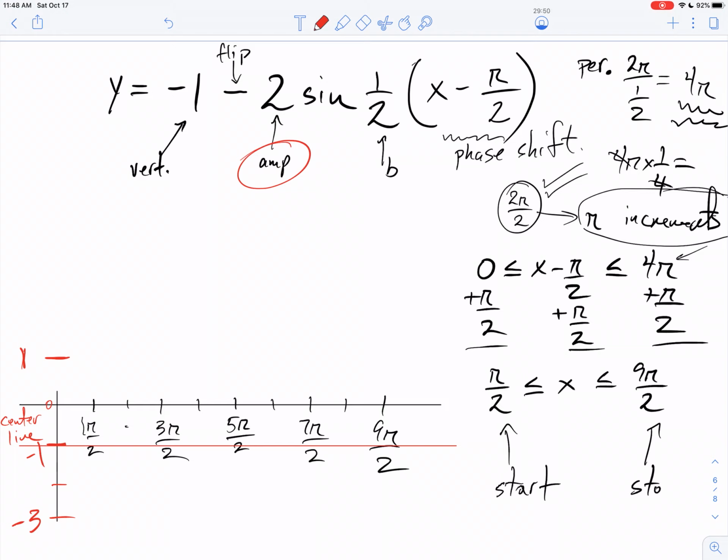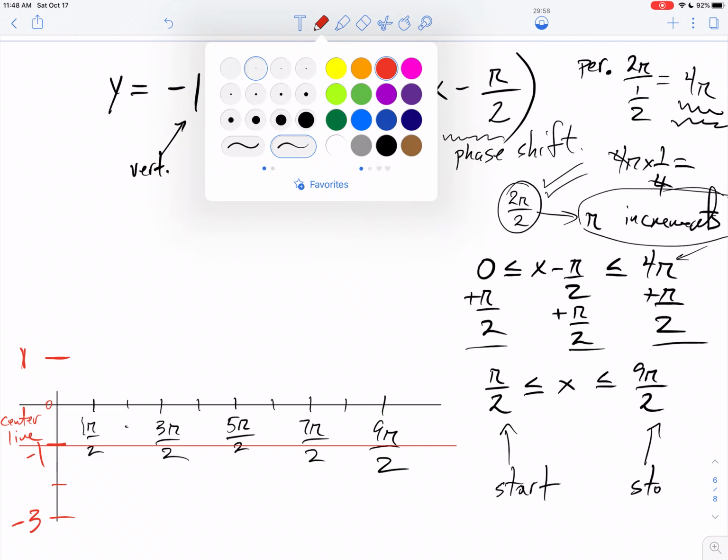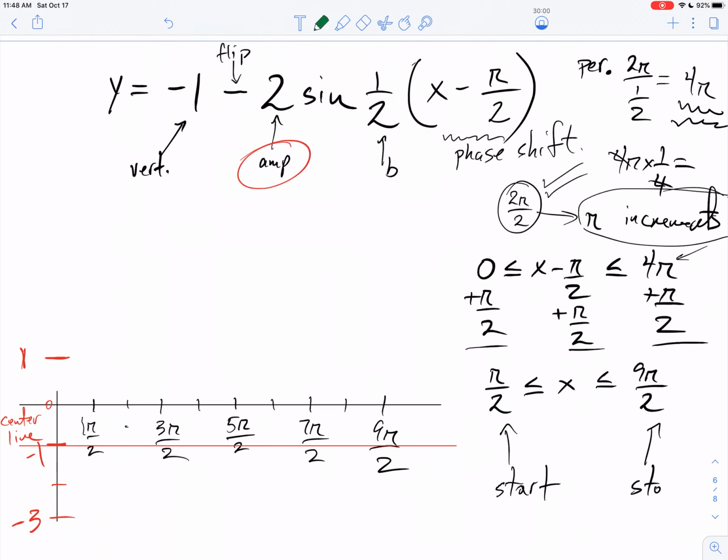So I've taken care of my amplitude. I've taken care of my vertical shift. I already have my increments marked, so now it's just a matter of graphing. So I'm going to, what the heck, let's do green. I haven't used green. And it's a sine graph that has been flipped. So sine doesn't care. It always starts on the line. So it starts on the line.